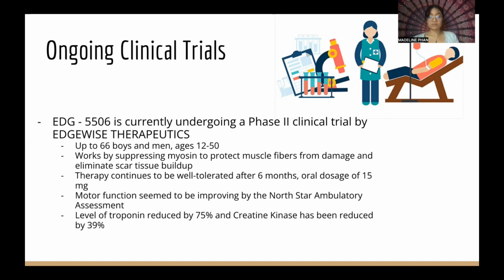This phase 2 clinical trial used up to 66 boys and men ages 12 to 50. Basically, EDGE 5506 works by suppressing myosin to protect muscle fibers from damage and to eliminate the scar tissue buildup that leads to the fibrosis that we see in immunohistochemistry staining of BMD patients. So this is one of the very few drugs that have gone through phase 2 of a clinical trial that is undergoing such a breakthrough in BMD.